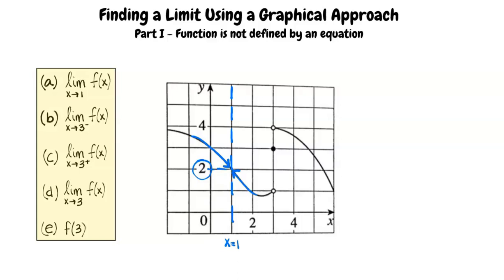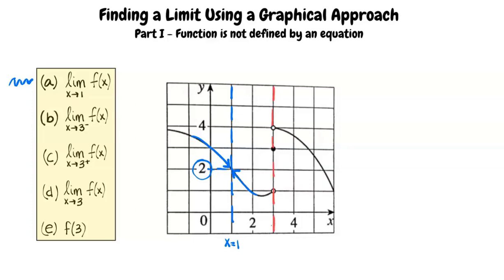So is this an example where the left-hand limit and the right-hand limit are the same? Yes, exactly. In this example, we applied the definition that we just learned about the relationship between the one- and two-sided limits. For part B, we need to determine the limit of f of x as x approaches 3 from the left-hand side. First, mark where x equals 3 on the graph.